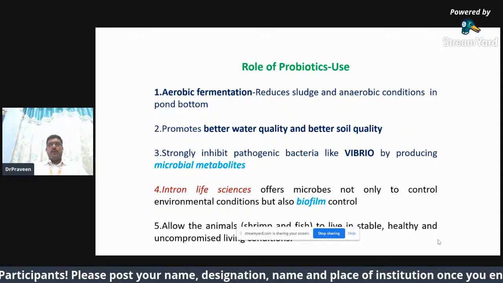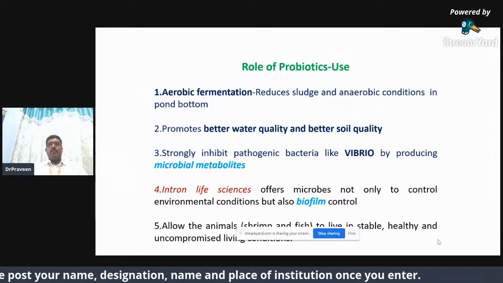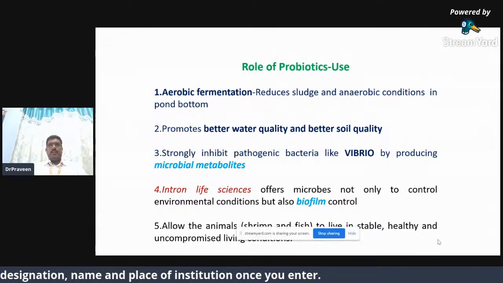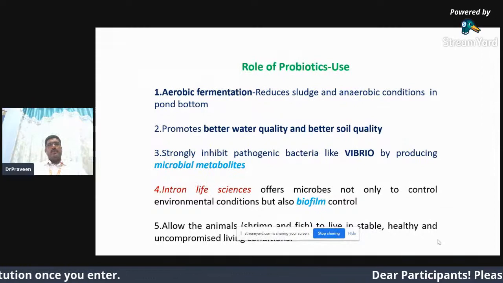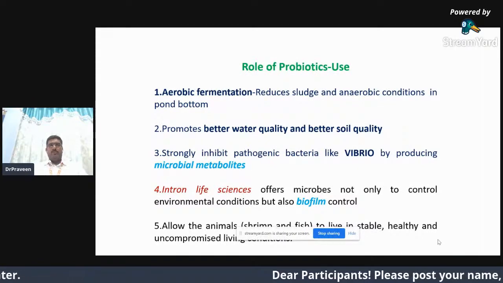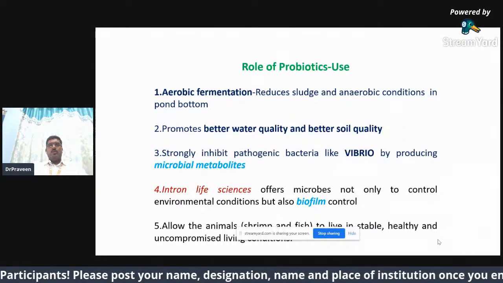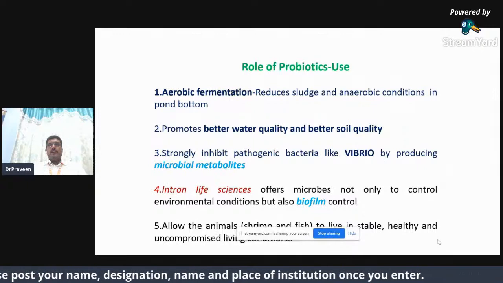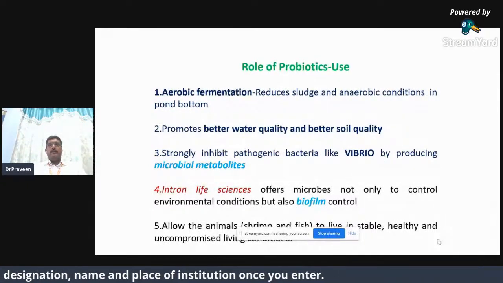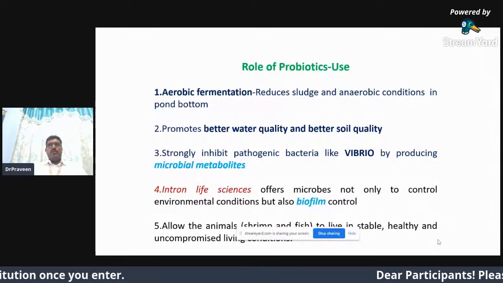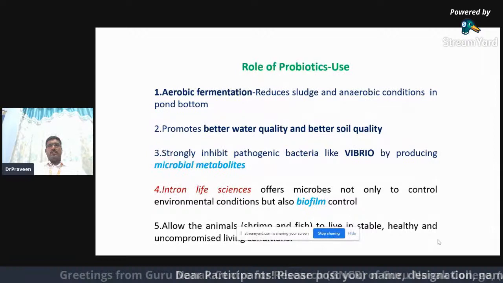As we discussed, probiotics will not allow the vibriostatic condition. That's why if there is vibriosis, there is a chance of white spot problem. That means Vibrio and white spot virus, they combinedly develop in the water, as we know. Virus is a particle which will take the help of the bacteria in the pond bottom. If we won't allow the bacteria, automatically the virus will also be under control.